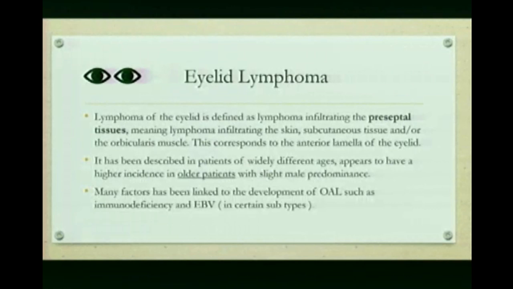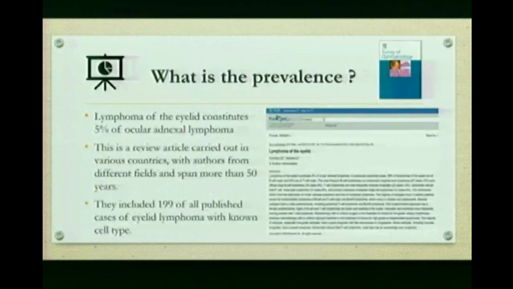It has been described in patients of a variety of ages, but it occurs more commonly in older patients with slight male predominance. Although we see it in a younger population with some subtypes like Burkitt lymphoma, the majority of patients are old, with slight male predominance. Many factors have been linked to ocular adnexal lymphoma, such as HIV, immunodeficiency, and some types of viruses like Epstein-Barr virus. So what's the prevalence of eyelid lymphoma?